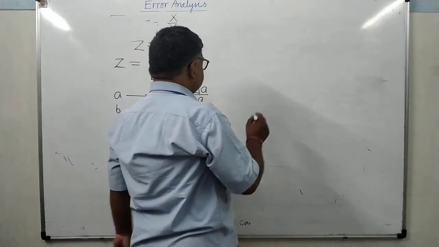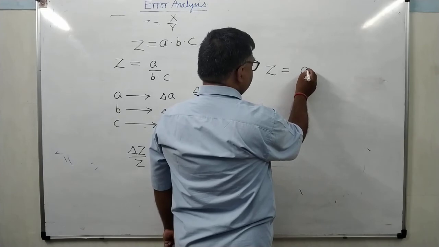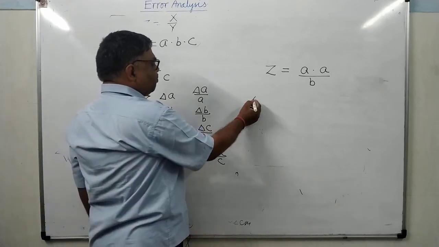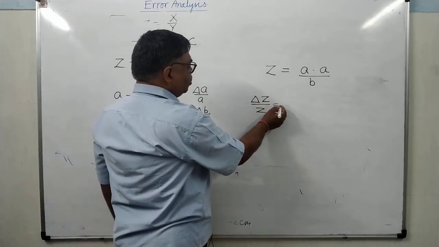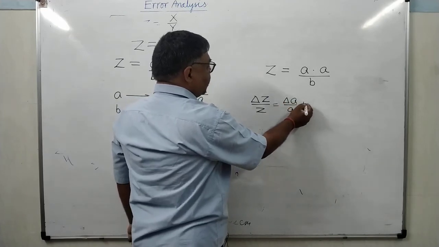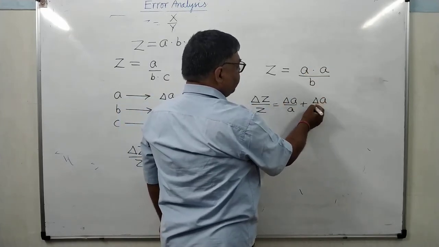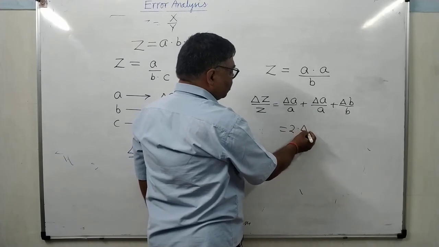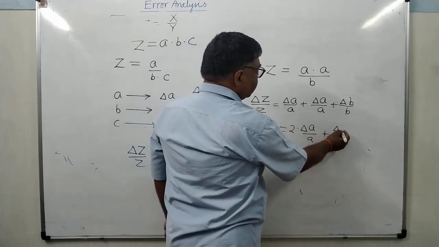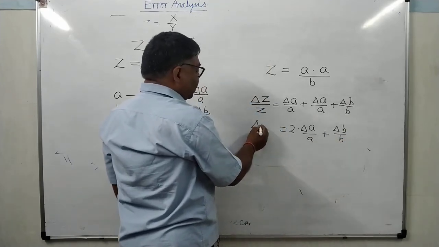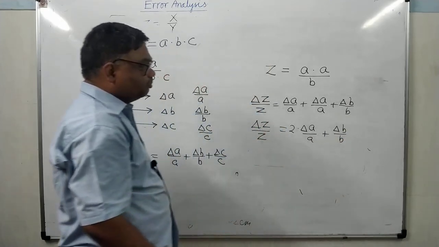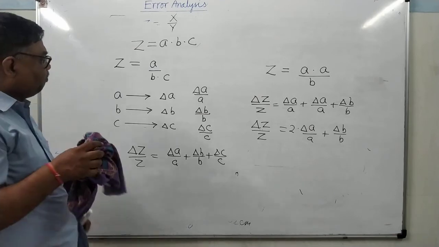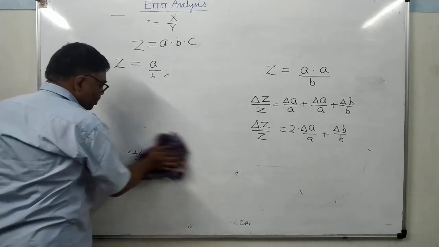Suppose instead of this, the relation is this. Z equals A into A upon B. Then delta Z upon Z equals delta A upon A plus, since A is coming two times, it will be written twice, plus delta B upon B. That is equal to 2 times delta A upon A plus delta B upon B. Means the error of A will be counted 2 times because it comes 2 times. It's clear?